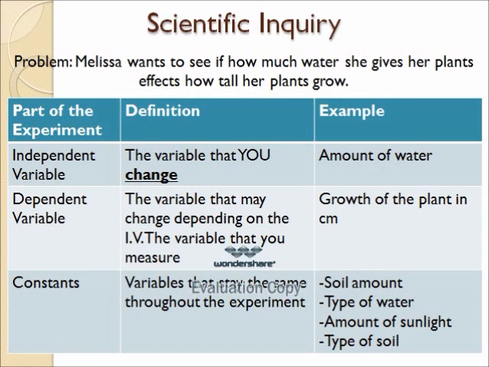Okay? So to recap, the independent variable is the variable that you change. The dependent variable changes based on the independent variable, also the one you measure. And constants are variables that stay the same throughout the experiment. Okay?